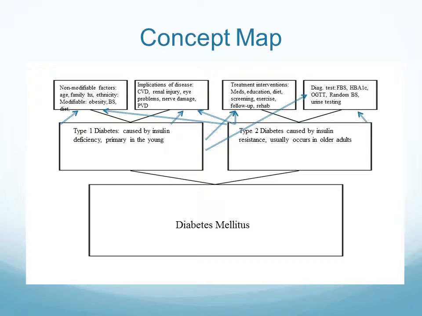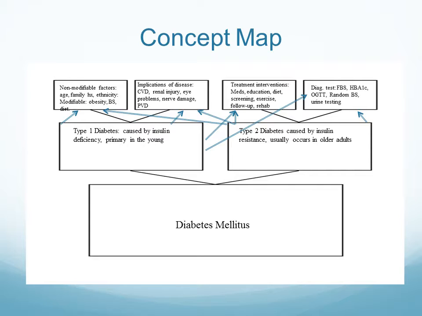So, looking at the concept map, diabetes mellitus. Two types: type 1 diabetes, which is caused by insulin deficiency and primarily occurs in the young, and type 2, which is caused by insulin resistance and usually occurs in older adults. Some genetic and environmental factors also play a part. There are non-modifiable factors of age, family, and ethnicity, and modifiable factors of obesity, blood sugar, and diet.